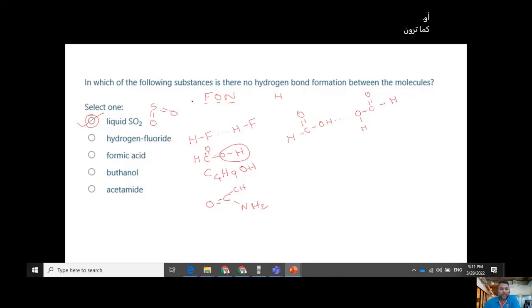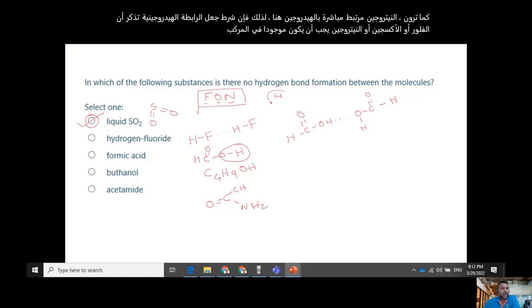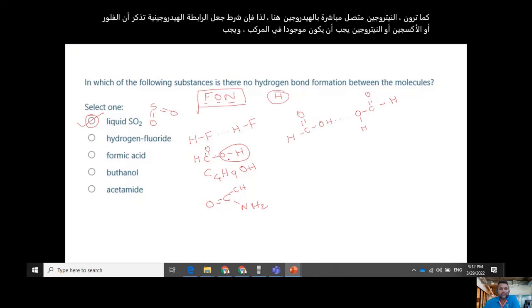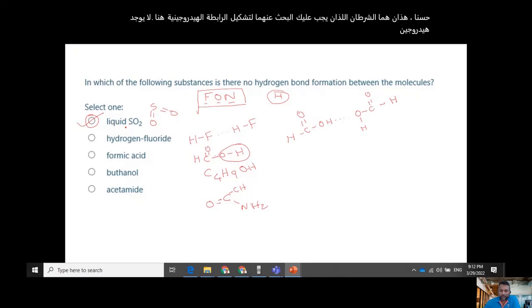So the condition for making a hydrogen bond, remember, fluorine, oxygen, or nitrogen must be present in the compound, and that must be directly connected with the hydrogen. Okay, these are the two conditions you have to look for in formation of the hydrogen bond. Here there is no hydrogen, that's the answer. Here it is not making a hydrogen bond: sulfur dioxide.